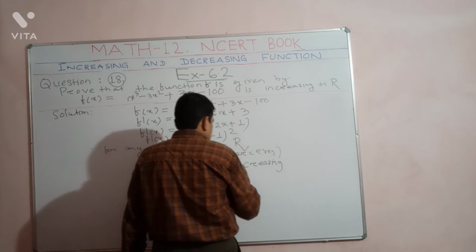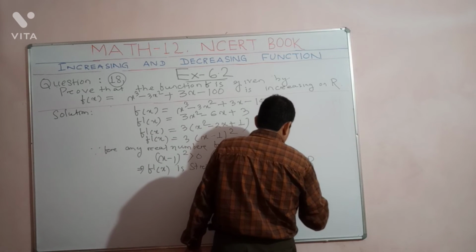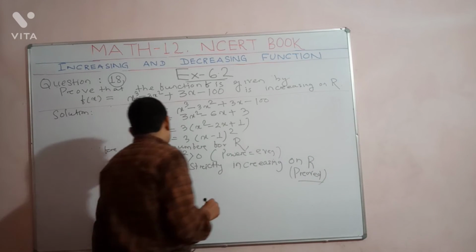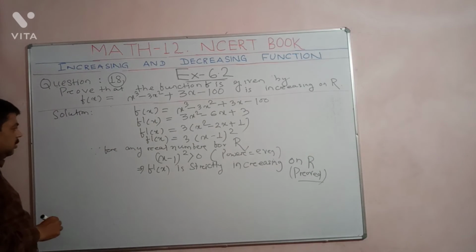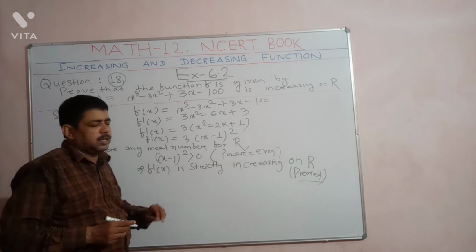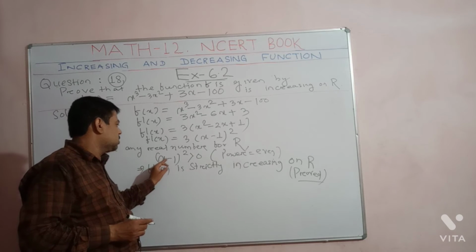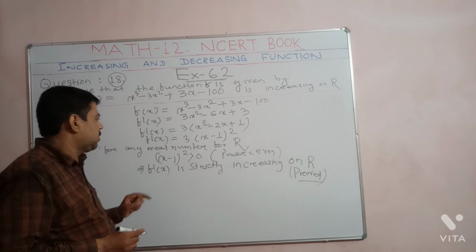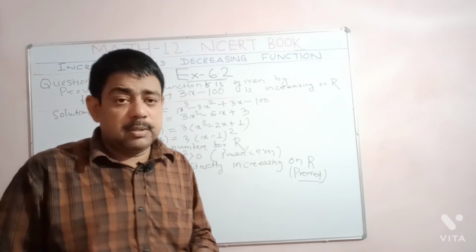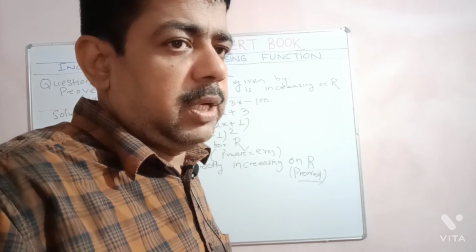On the set of real numbers R, very simple. By finding the slope of the function, by finding the derivative, we find that f'(x) is equal to 3(x - 1)^2. For any real number, since (x - 1)^2 is always greater than or equal to 0, since the power is even, f is a strictly increasing function on the set of real numbers R. Understood? Just follow. Thank you.